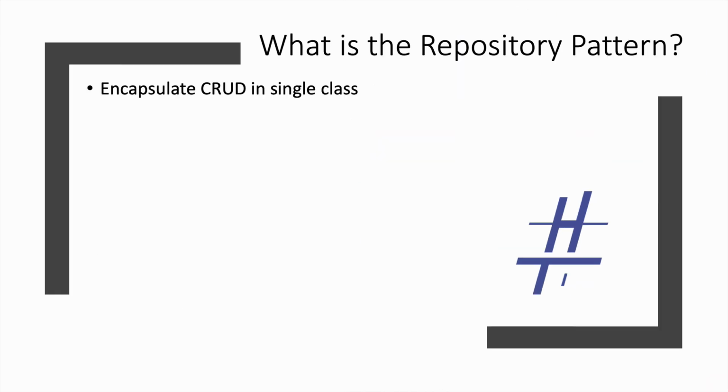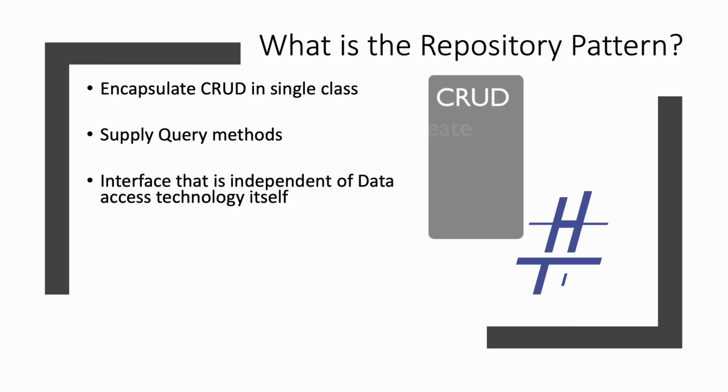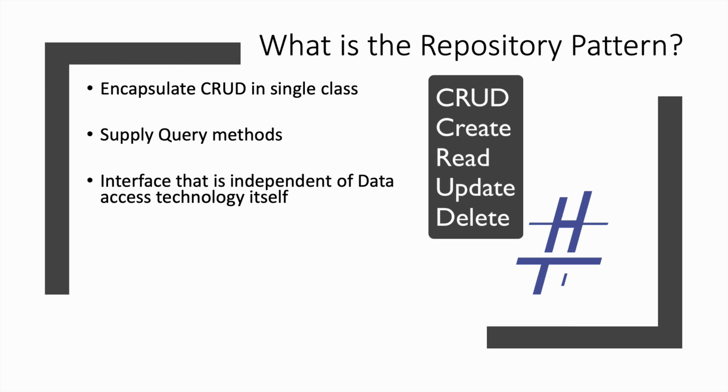The important idea here is to have one means of access for the data layer or the database layer, whatever you want to call it, and you want to encapsulate your CRUD operations in a single class. This gives us several benefits, which is of course the reason why we do this. It supplies query methods and command methods, like you would think of when you think about the CRUD operations: create, read, update, and delete.